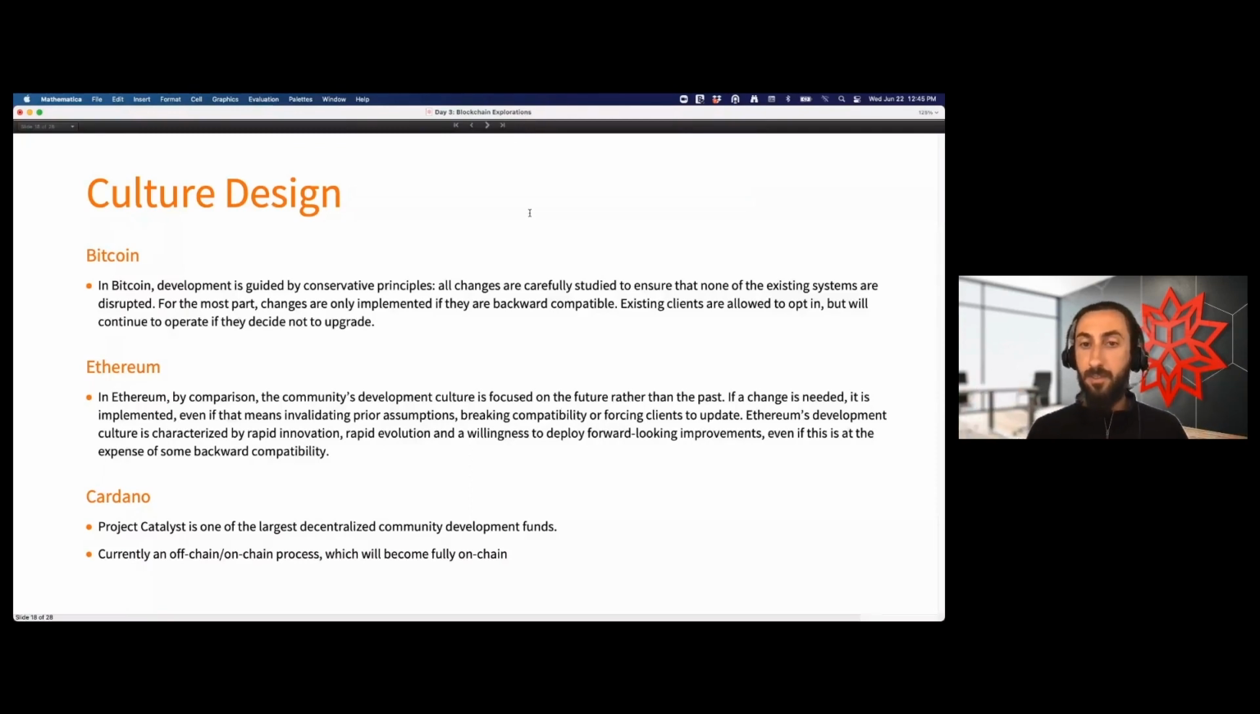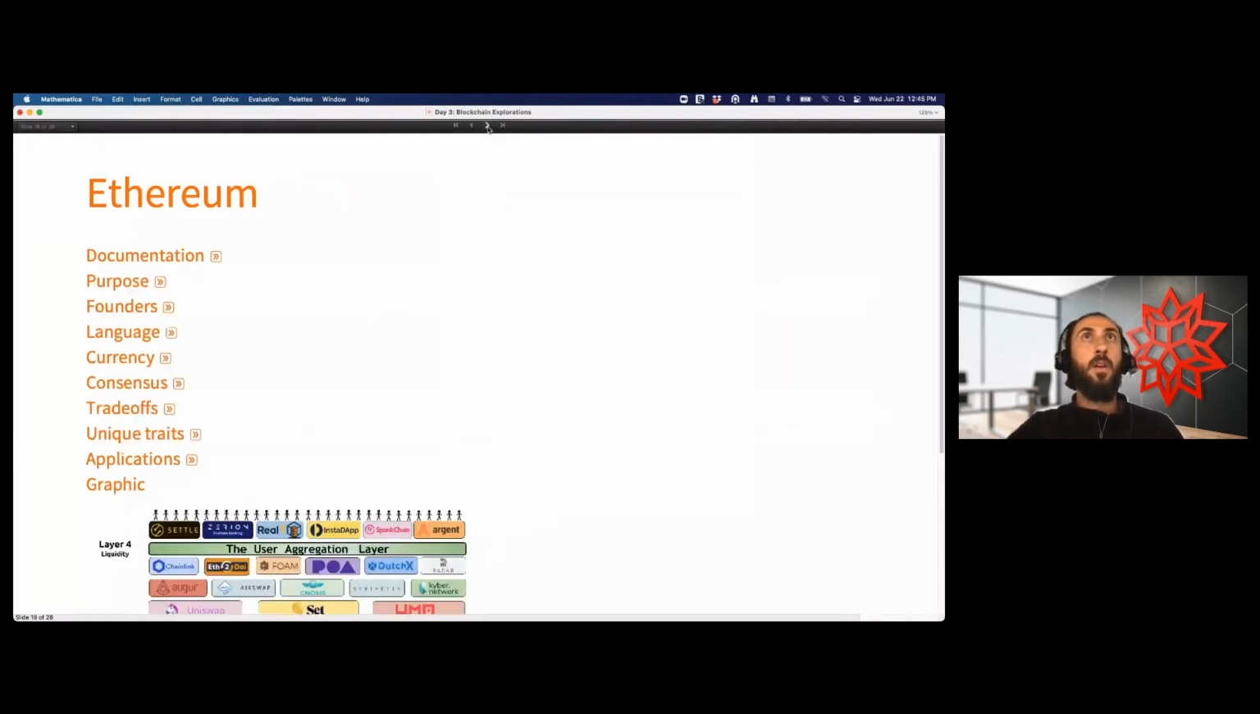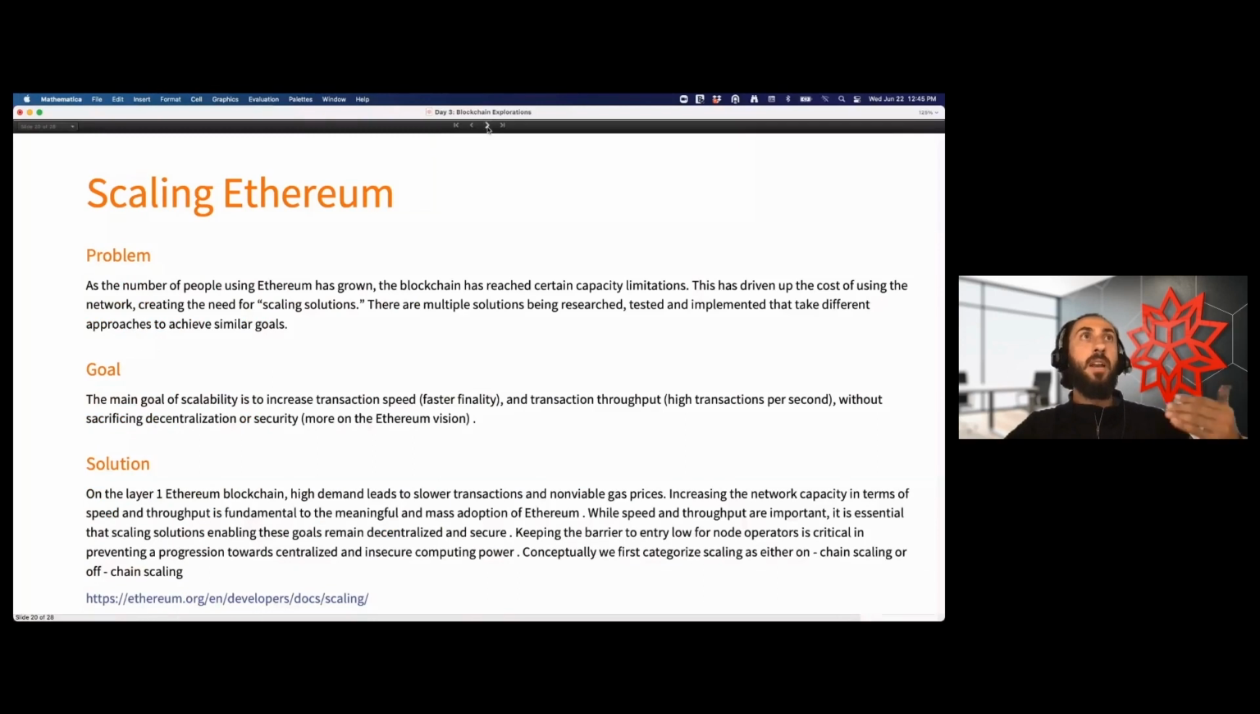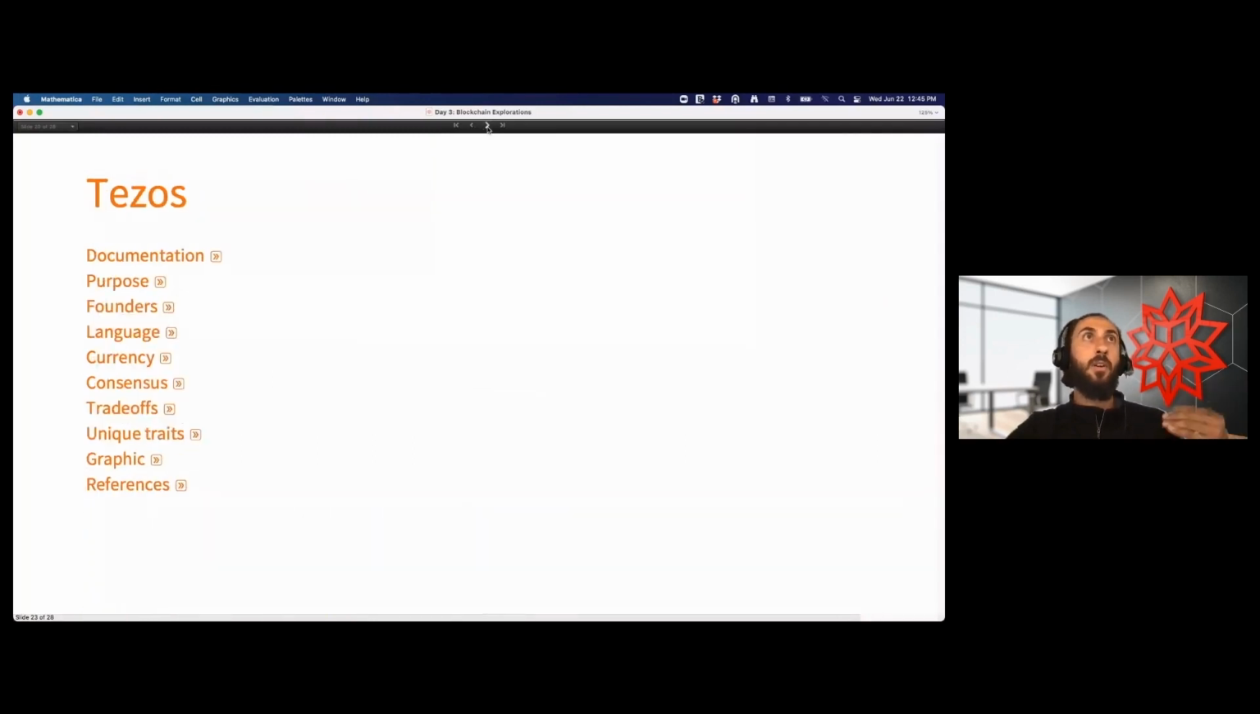And again, this is still very much something that's being experimented with. I personally have participated in the Cardano governance process, and it is both on chain and off chain, which is very interesting. And then there's a lot of different things that we can talk about here regarding Ethereum, Cardano, Tezos, Arc, Bloxburg, Filecoin, Ronin.